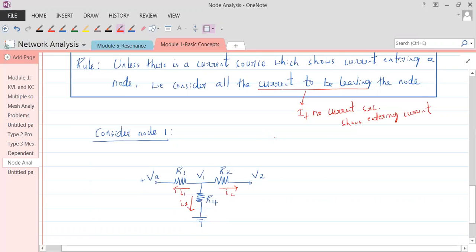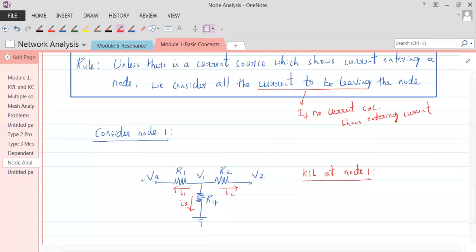Now KCL at node 1. What is KCL at node 1? There are three statements which we can follow. One is the algebraic sum of currents entering the node is 0, or the algebraic sum of currents leaving the node is 0, or the third form is the sum of the currents entering is equal to the sum of the currents leaving. Get that point? Now, since there is no current entering, the sum of all these leaving currents would be equal to 0.